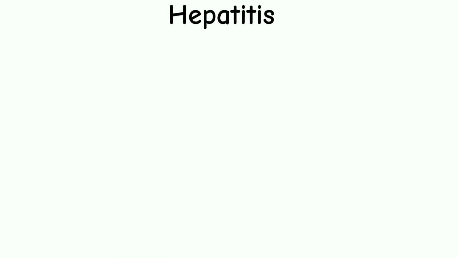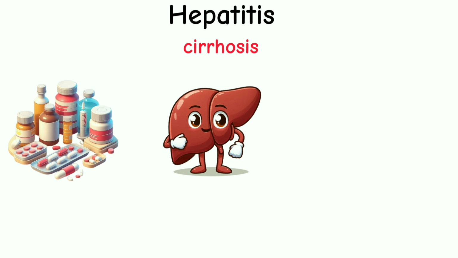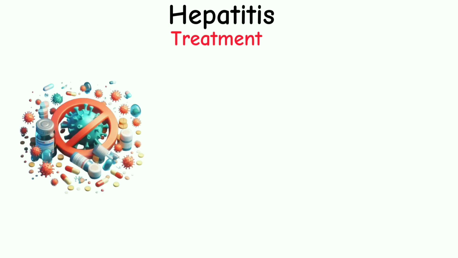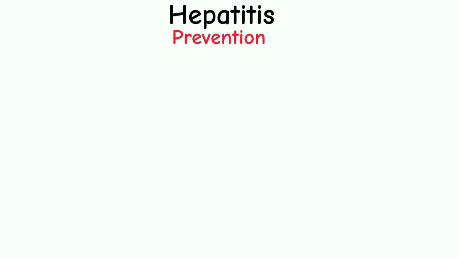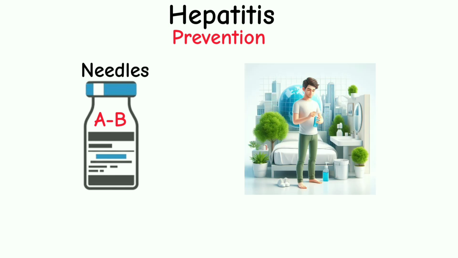Hepatitis can be lethal, particularly if left untreated, leading to liver damage, cirrhosis, or liver cancer. Treatment options vary depending on the type and severity of hepatitis, ranging from antiviral medications to liver transplants. Prevention includes vaccination for hepatitis A and B, avoiding sharing needles, and practicing good hygiene, such as washing hands regularly.